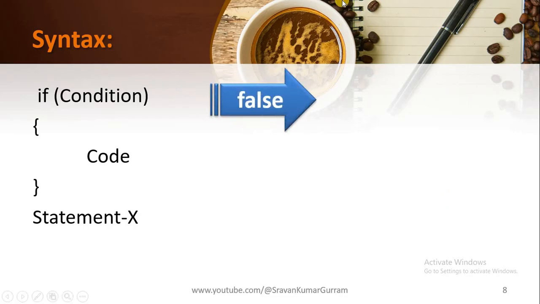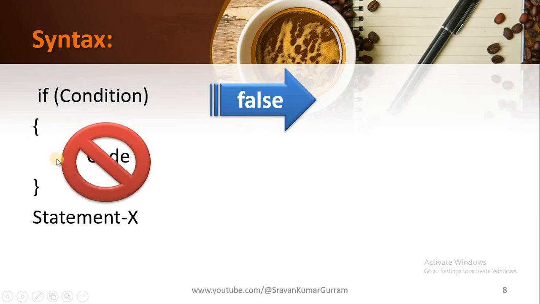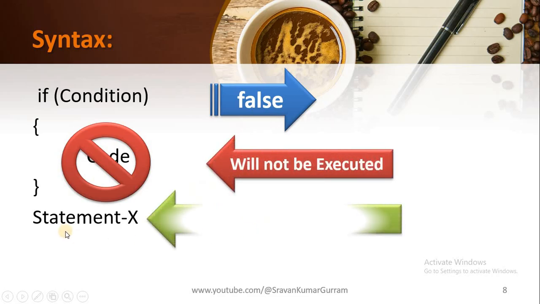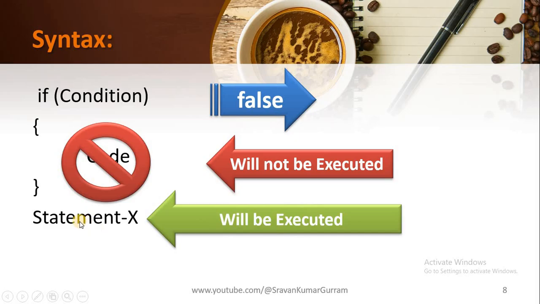For example, if the given condition is false, the condition evaluates to false. In such cases, the code we have written within the if block will not be executed. That will be skipped. And the statement or statements we have outside the if block will be executed. Here you must understand that whether the given condition is true or false, the statement or statements outside the if block will be executed. In both cases, the statement outside the if block will be executed.